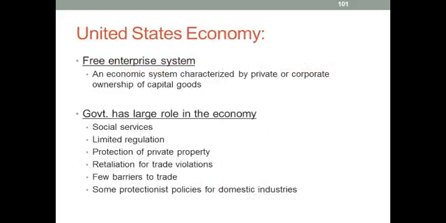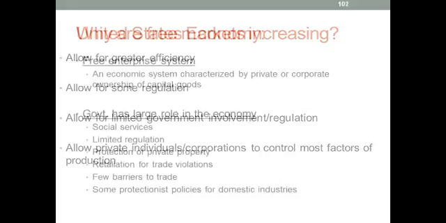All right, so the U.S. economy. We are a free enterprise system. That is an economic system characterized by private or corporate ownership of capital goods. Government does have a large role in the economy, however. We have social services. There's a certain amount of regulation. We have protection of private property. There is retaliation for trade violations. There are few barriers to trade, and we do have some protectionist policies for domestic industries. All right, so this is how the United States shakes out. We're going to explore this in more detail as we go forward.